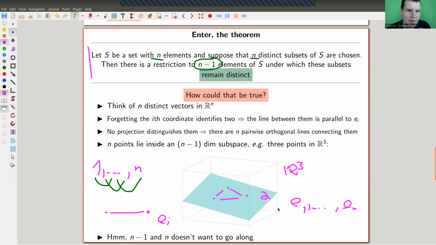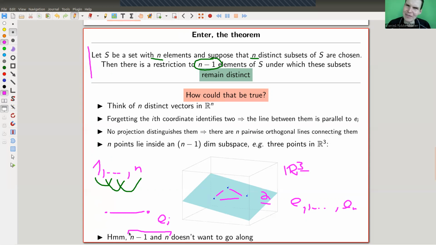So this is a plane. So R2 and R3, they certainly lie in an n-1 dimensional subspace. So you can't have n pairwise orthogonal lines in your subspace. So in other words, they don't quite go along. This was kind of okay.